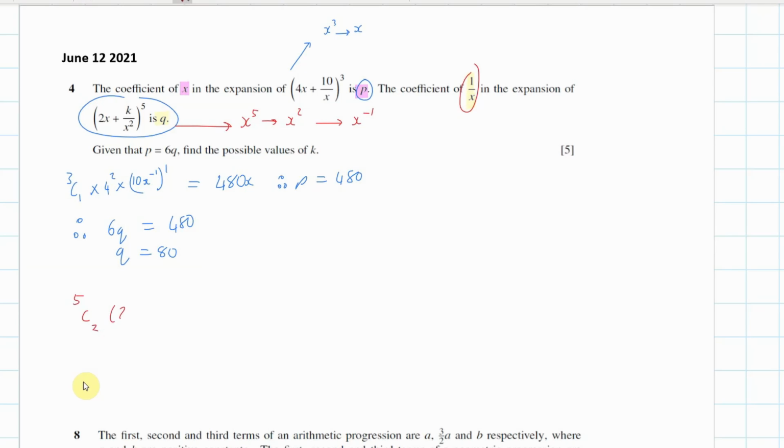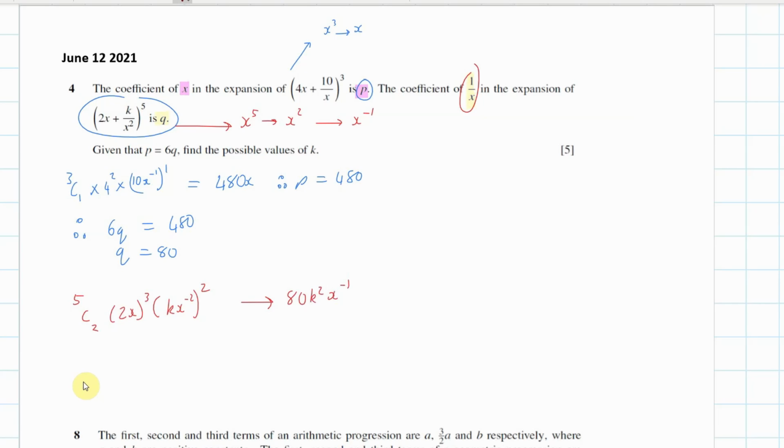And then it would be 2x to the power of 3, and k x to the negative 2, all to the power of 2. Now, what does this give us? This gives us 5 choose 2, which is 10, isn't it? Yeah, 10, times 8, so 80, and then k squared x to the negative 1.